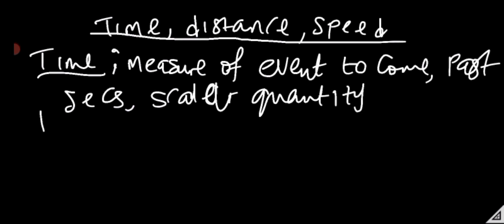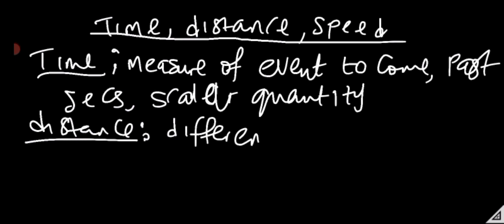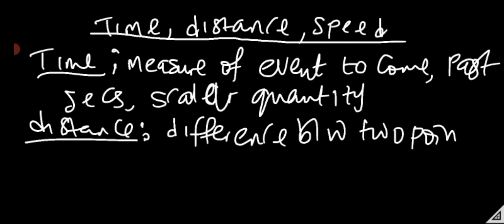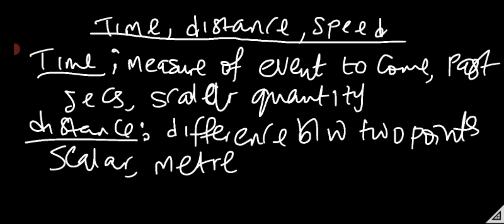The next one we'll talk about is distance. What is distance? Distance is defined as the difference between 2 points. Is distance a vector quantity or a scalar quantity? Distance is a scalar quantity, and the unit for distance is the meter, m. If they give you kilometers, make sure you change it to meters.